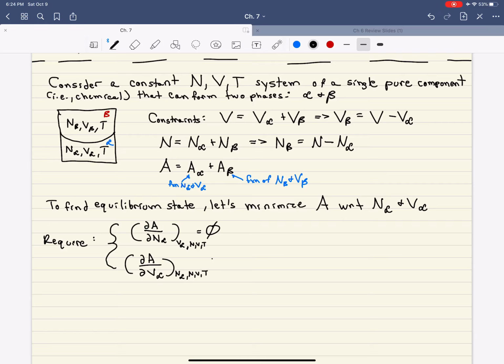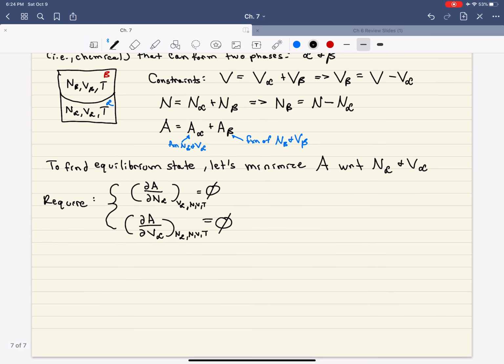Okay? So these derivatives are going to be equal to 0. Okay? And so, if we say that, let's start with looking at the derivative of A with respect to V alpha. Okay? And so we say that this partial derivative needs to be minimized.